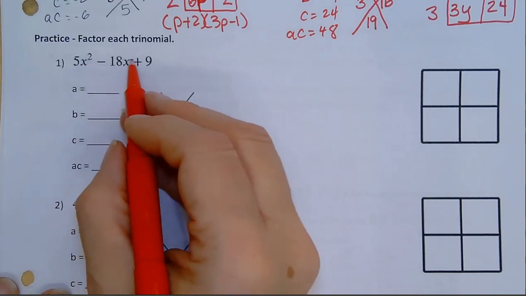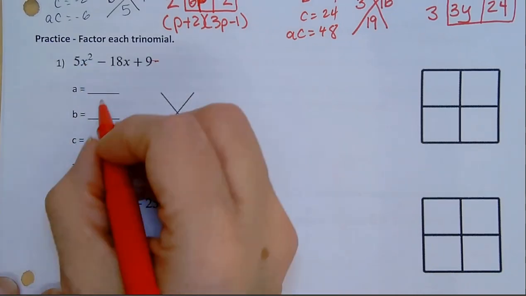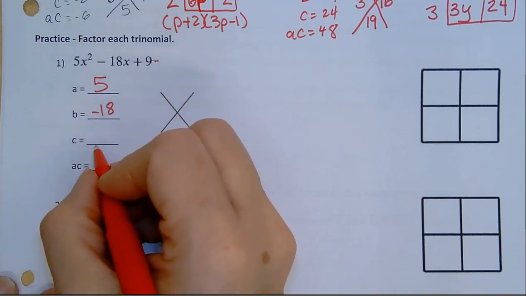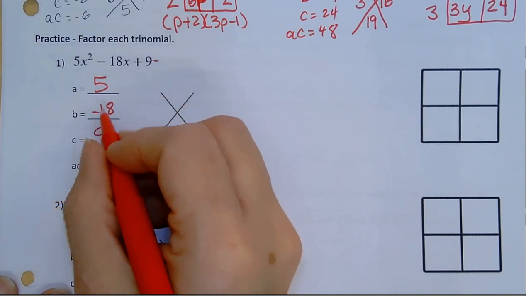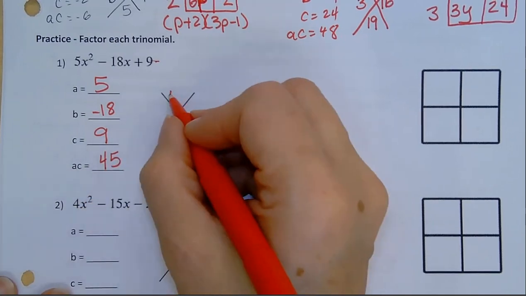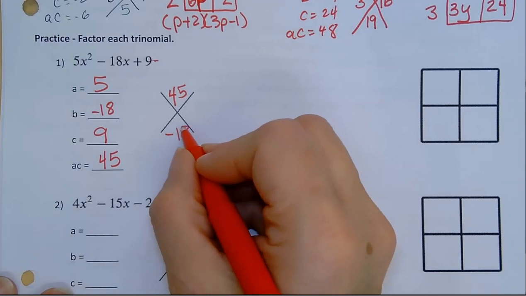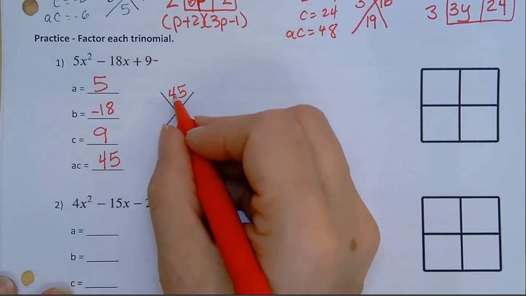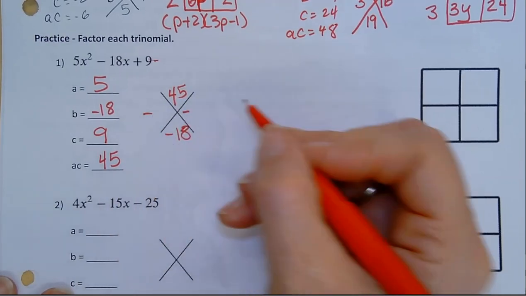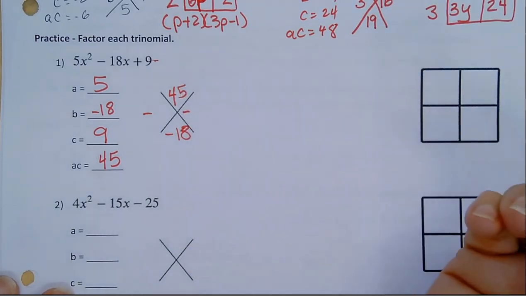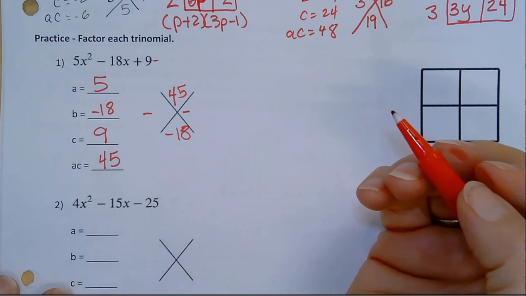Okay, every time I look for a greatest common factor, I don't see one here, so I'm going to say A is 5, B is negative 18, and C is 9. A times C is 45. So I want two numbers that multiply to give me 45, but add up to give me negative 18. It has to be a negative times a negative, right? Because that's the only way to get a positive product, but add them together and have a negative.